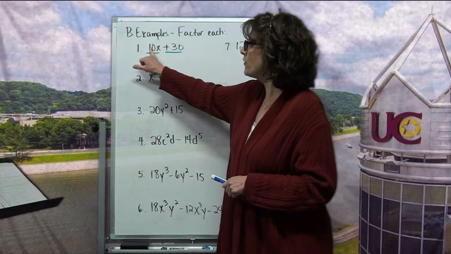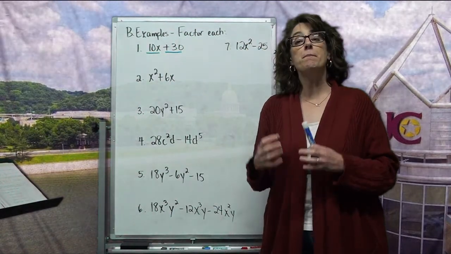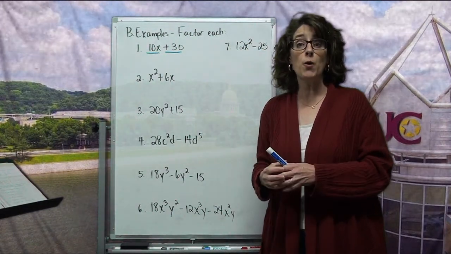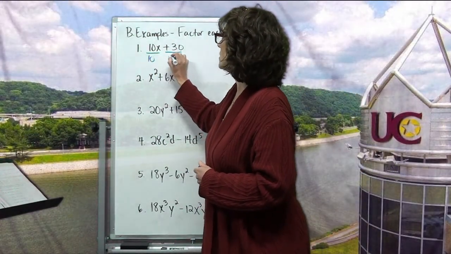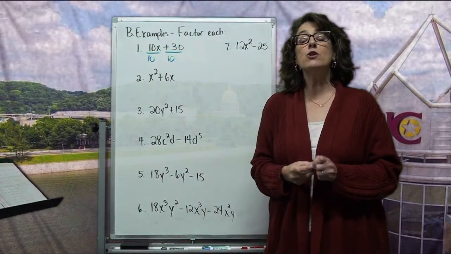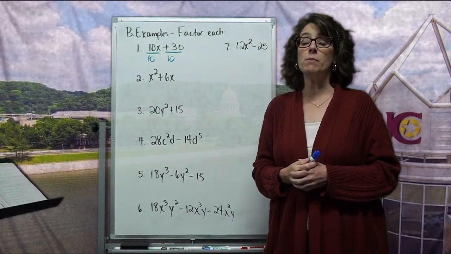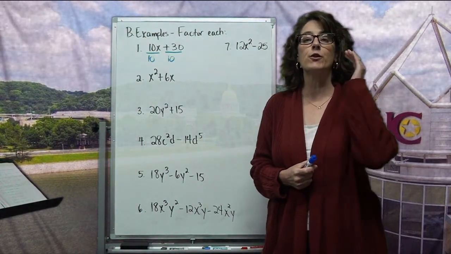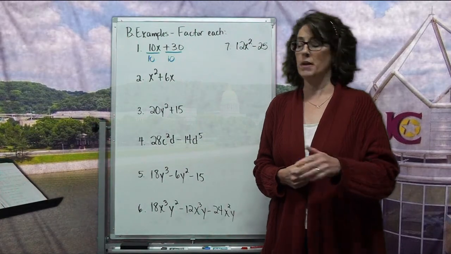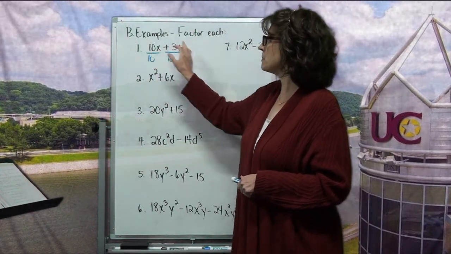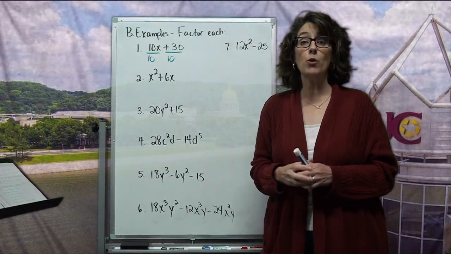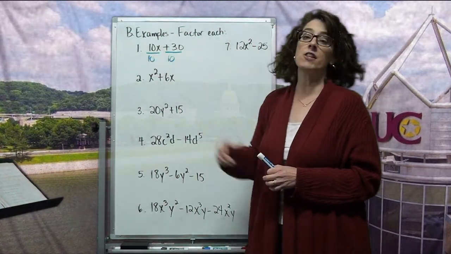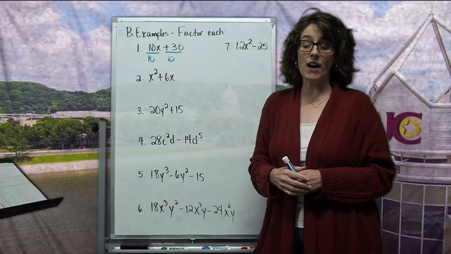So as I look at the coefficients of 10 and 30, the biggest number that will divide into both of them is a 10. So I'm going to divide that 10 out of each term. And when you do common monomial factoring, you need to remember it has to divide out of every single term. Now, this one has an x, but this one doesn't have an x. I have to be able to divide that x out of both terms. It'll only divide out of this one. So therefore, I cannot divide it out.